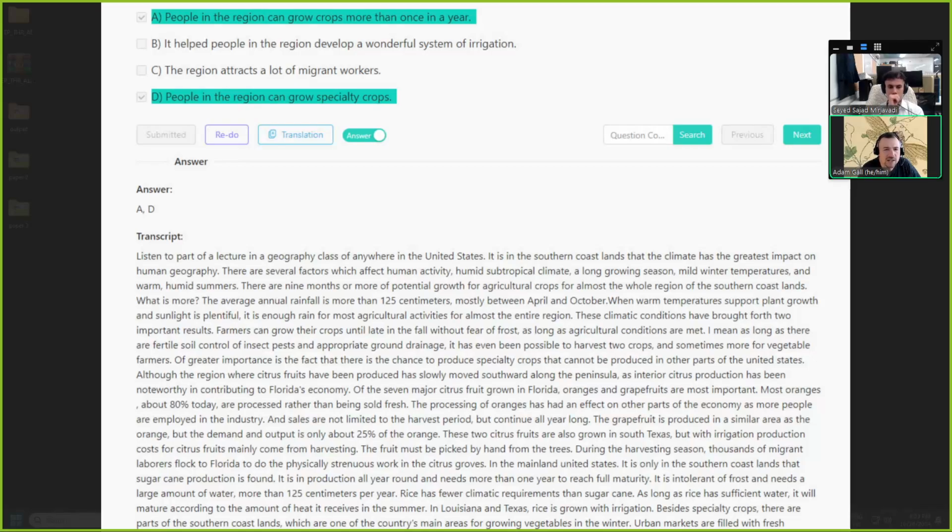the entire region. These climatic conditions have brought forth two important results. Farmers can grow their crops until late in the fall without fear of frost, as long as agricultural conditions are met. I mean, as long as there is fertile soil, control of insect pests, and appropriate ground drainage. That's kind of a list. It has even been possible to harvest two crops and sometimes more for vegetable farmers.